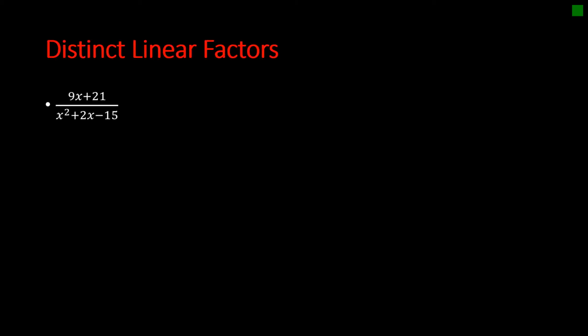We have 9x plus 21 divided by x squared plus 2x minus 15. The first thing we need to note is that this must be a simplified rational expression. So if anything can cancel, you would have already canceled it out. So let's factor our denominator. We have x minus 3 times x plus 5. Notice that we have two distinct linear factors. So we're going to put x minus 3 in the denominator and x plus 5 in a separate denominator.